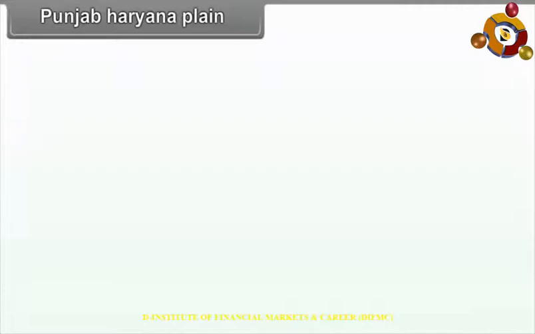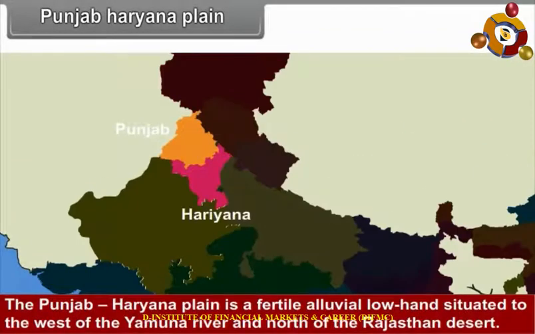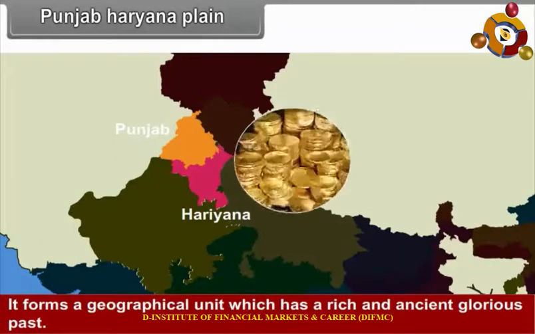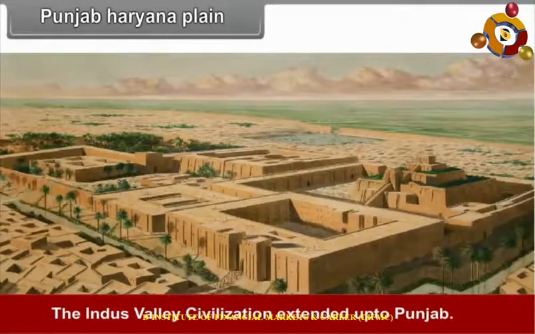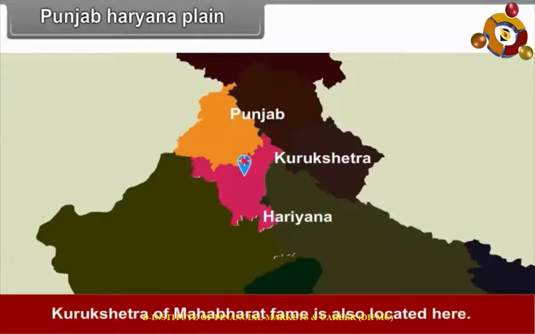Punjab-Haryana Plain. The Punjab-Haryana Plain is a fertile alluvial lowland situated to the west of Yamuna River and north of Rajasthan Desert. It forms a geographical unit which has a rich and ancient glorious past. The Indus Valley civilization extended up to Punjab. Kurukshetra of Mahabharat fame is also located here.